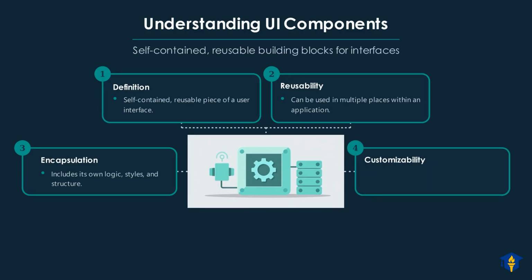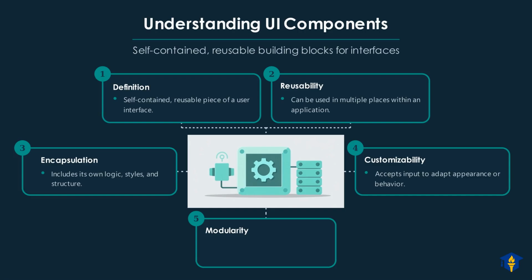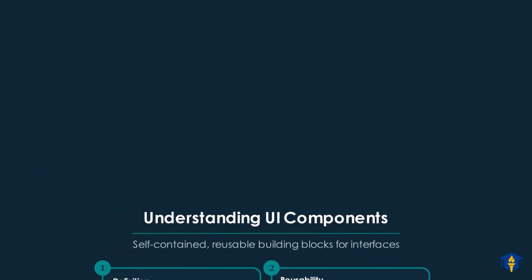Customizability allows components to accept input, adapting their appearance or behavior as needed. This feature enables flexible design, letting you tailor components to various contexts without recreating them. Modularity ensures components are isolated and independent of other application parts, improving organization. This isolation makes components easier to develop, test, and maintain individually within a larger project.